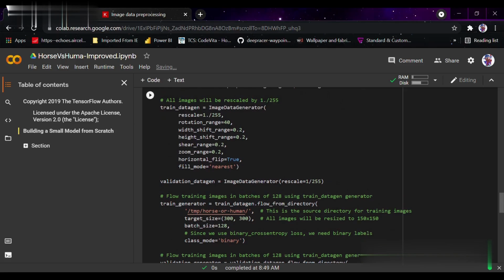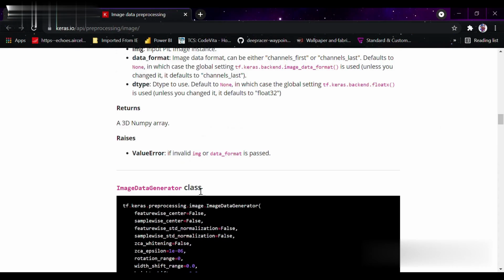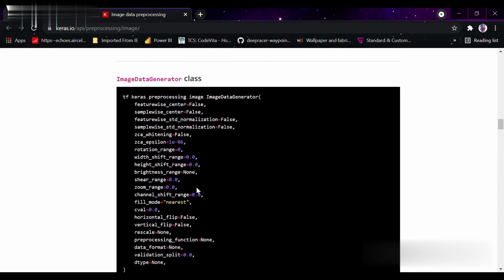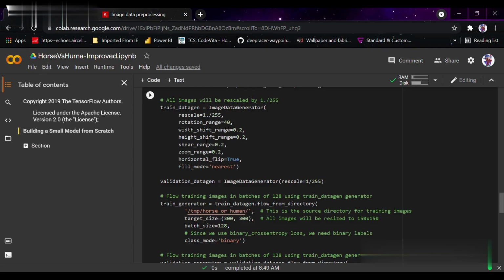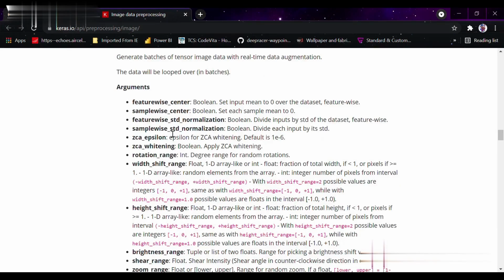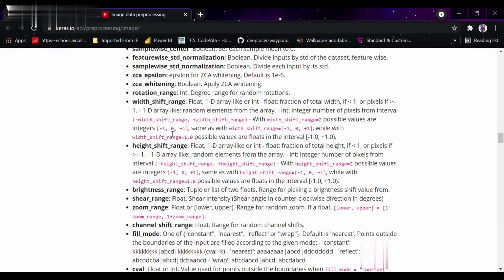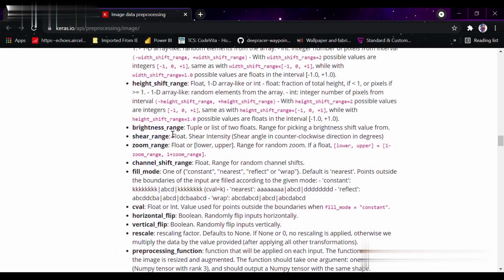Last time we did only rescale 1 point divided by 255, but here we have added a vast number of features. If you go on to the Keras website where the image data generator class is, you would see that even till now we haven't used all the features. So what we are doing, we are providing a rotation range. You can see that rotation range is equal to 0 in the given model, but we have put it as 40. If you go down and want to know the exact definition, you can.